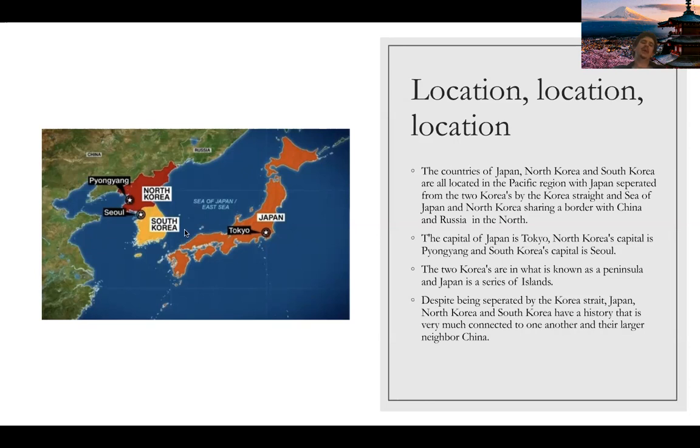Despite being separated by the Korea Strait and Sea of Japan here, the histories of Japan and the Koreas and even China are very much connected. The Korean Peninsula often has been fought over throughout history by various outside groups. Japan, China, even the Mongols invaded the Koreas at one point in history. So the Korean Peninsula is a very sought after piece of land for a variety of reasons that hopefully will make more sense in the coming weeks.